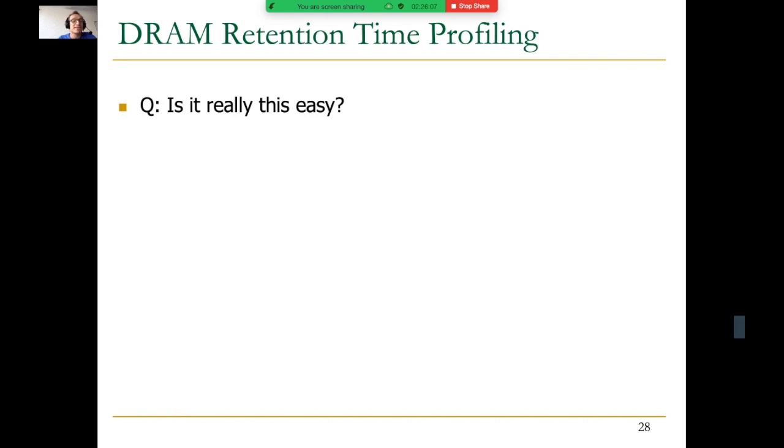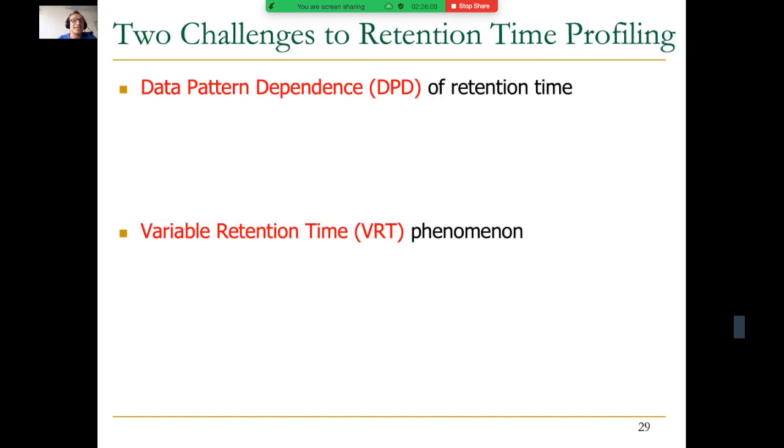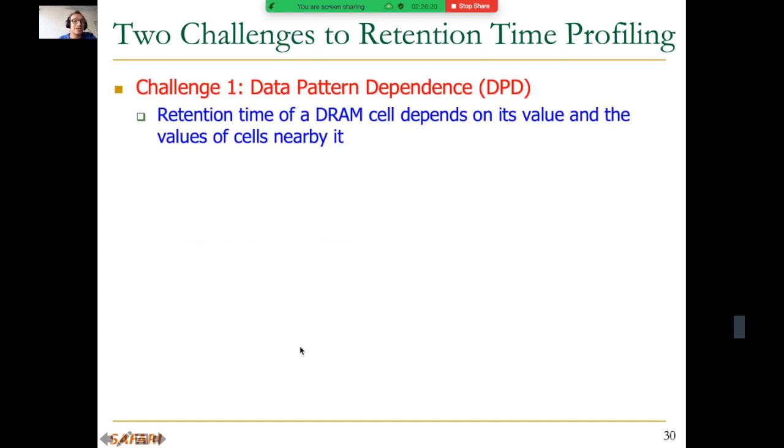Okay, so is this really this easy? Not really, as I said. So there are two major challenges to DRAM retention time profiling, which we will talk about. One is data pattern dependence, as I already alluded to, and the second is variable retention time. So let's talk about that. So what is data pattern dependence? It's actually very simple.